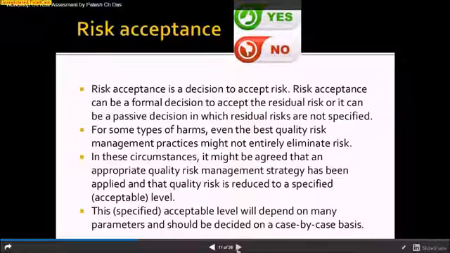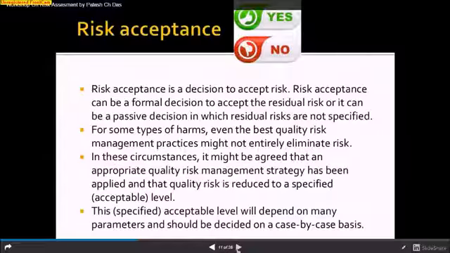Slide number 11, risk acceptance. Risk acceptance is a decision to accept risks. Risk acceptance can be a formal decision to accept the residual risks, or it can be a passive decision in which residual risks are not specified. For some types of harm events, the best quality risk management practice might not entirely eliminate the risks. We cannot say that once we have done the risk assessment, there is no risk.